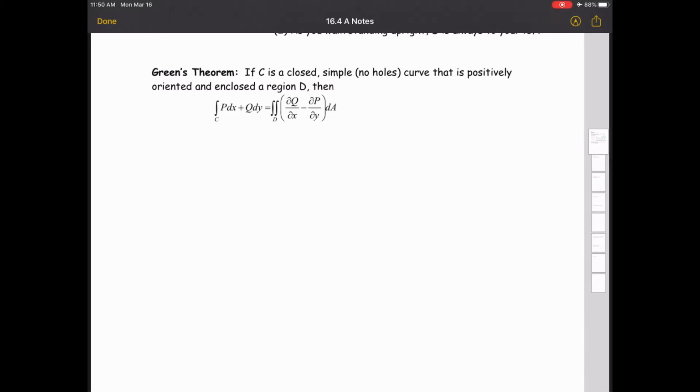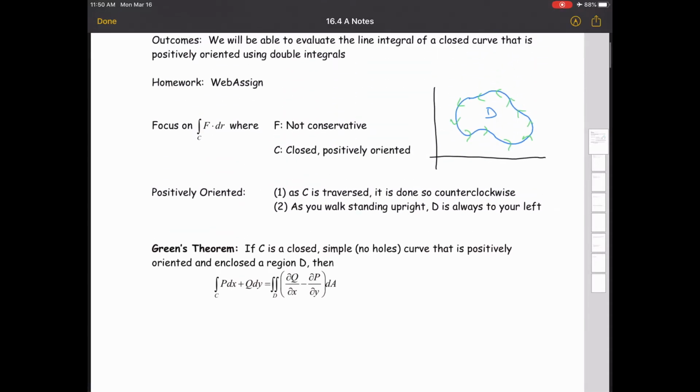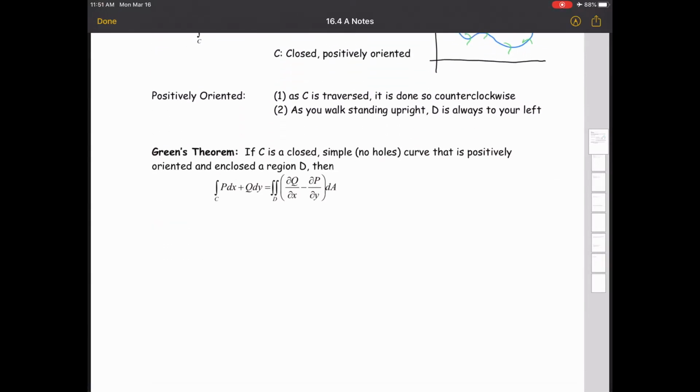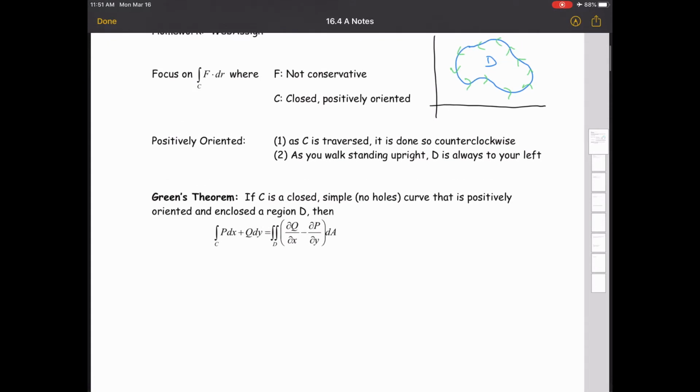If that's the case, then we can take the line integral over C of p dx plus q dy. That's going to be the same thing as the double integral over D, so the domain up here, of dq dx minus dp dy. Notice those are all partials, dA, so in reference to the area that's enclosed.